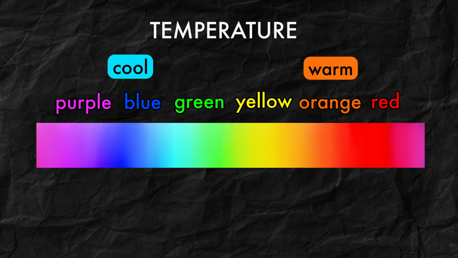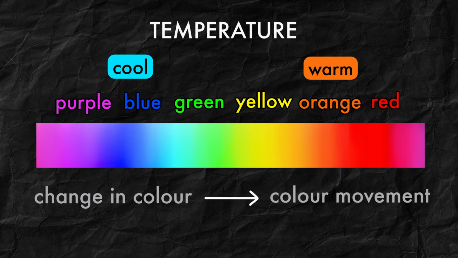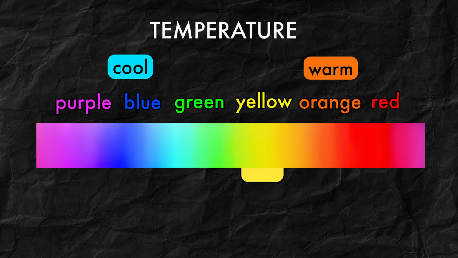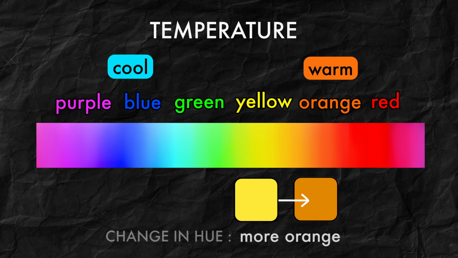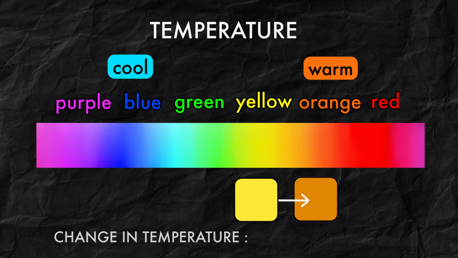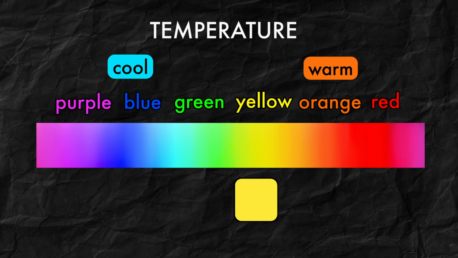Now remember, we are focusing on the change in color from one area to another. So we are concerned with color movement. If we were to take a color here from the yellows and then place this color from the oranges beside it, how can we describe the color change from here to here? Of course, we can say the color has gotten more orange, which is using the hue to describe the change. Or we can describe the temperature by saying it's gotten warmer because we are heading deeper into the warm end of the color strip.